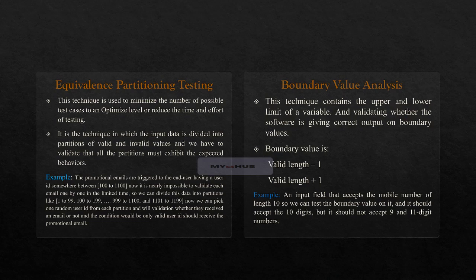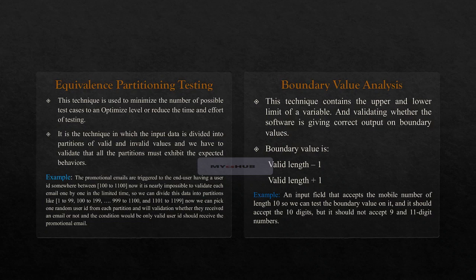Now we have to find a way so that we can validate whether each target audience receives the email properly or not. So what we can do, we can divide this data into partitions like 1 to 99, 100 to 199, and so on till 1001 to 1199. So we can divide this data into partitions.